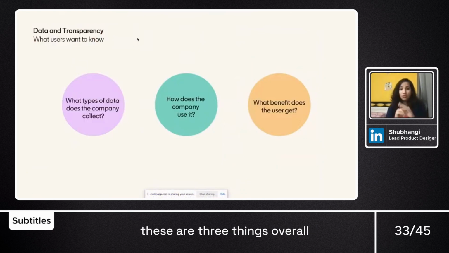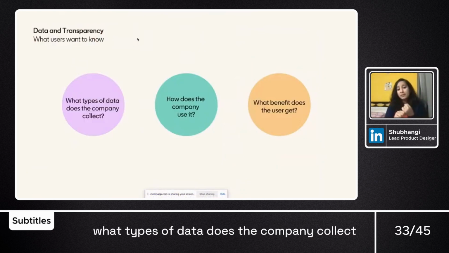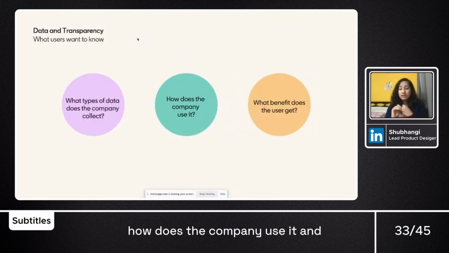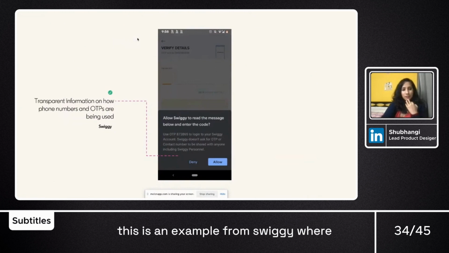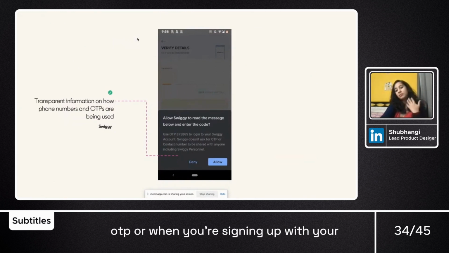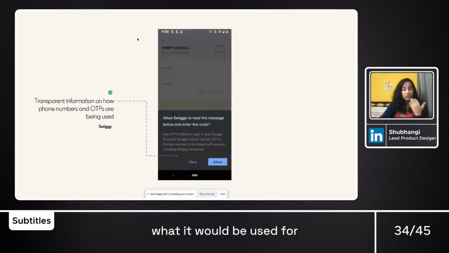A special note on data and transparency: what do users want to know? These are three things overall that users want to know. What types of data does the company collect? How does the company use it? And what benefit does the user get? This is an example from Swiggy, where they have a good amount of information here as to what your phone number or OTP would be used for when you're signing up.